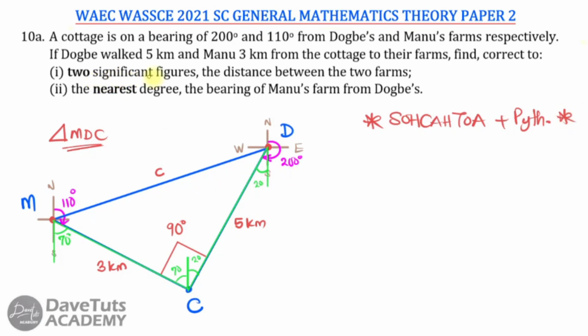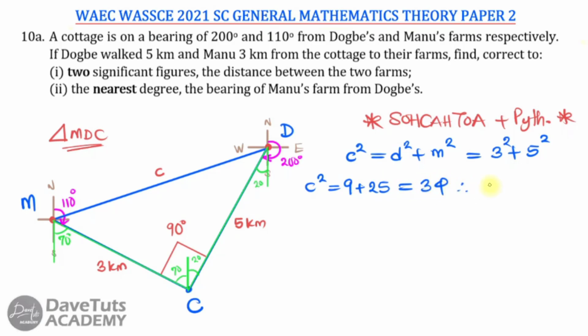In the first case, we want to find the distance between the two farms, and we have said that is C, the distance from M to D. By Pythagoras theorem, C square is going to be D square plus M square. D is this particular 3 kilometers, which is facing the vertex D, and M is this particular 5 kilometers, which is facing the vertex M. So C square is 3 square plus 5 square, which is 9 plus 25, equals 34.